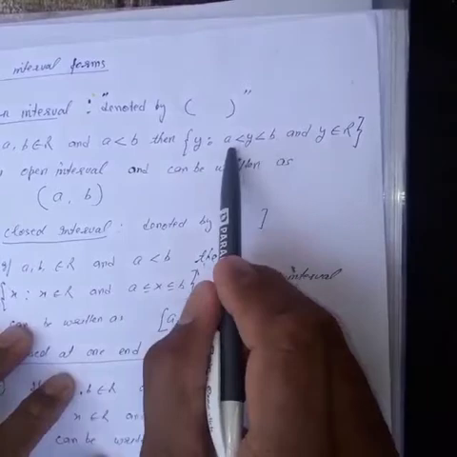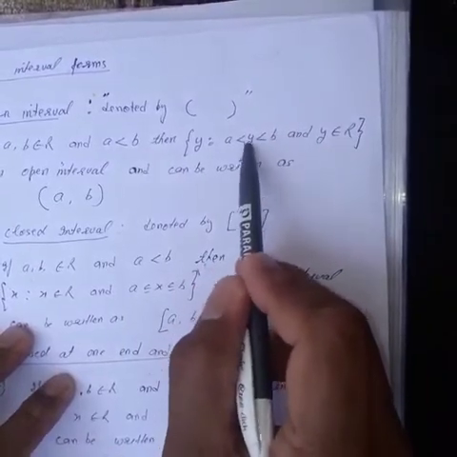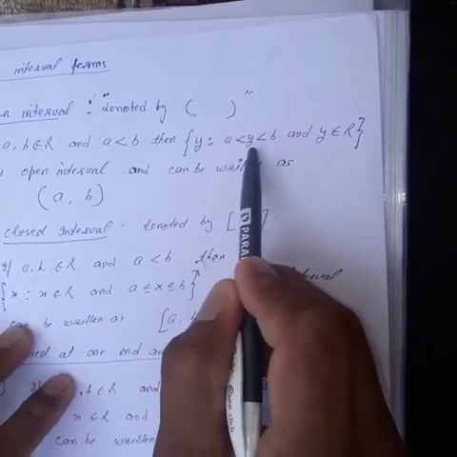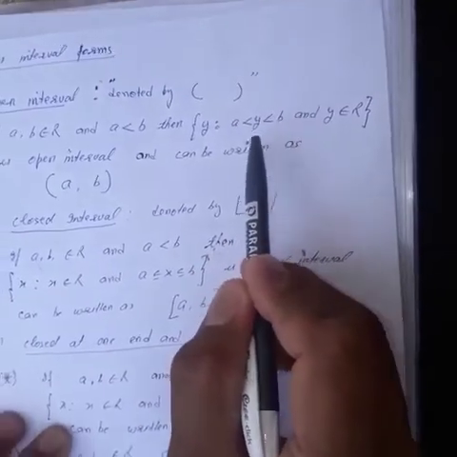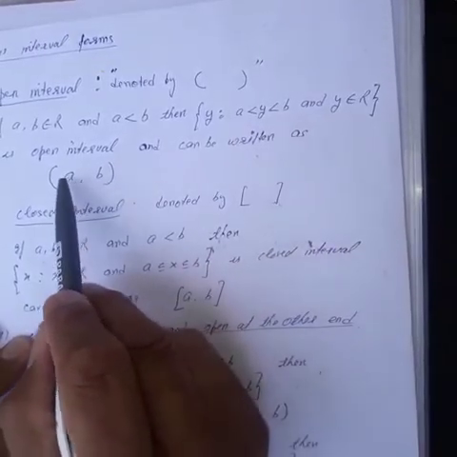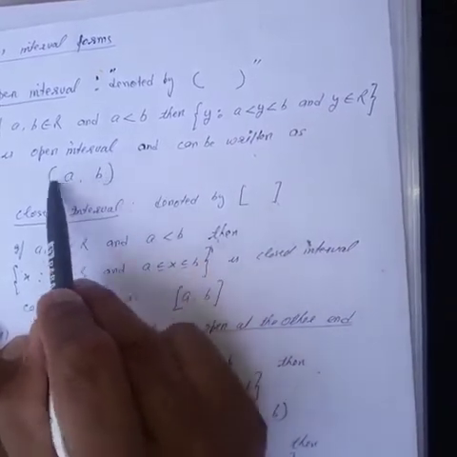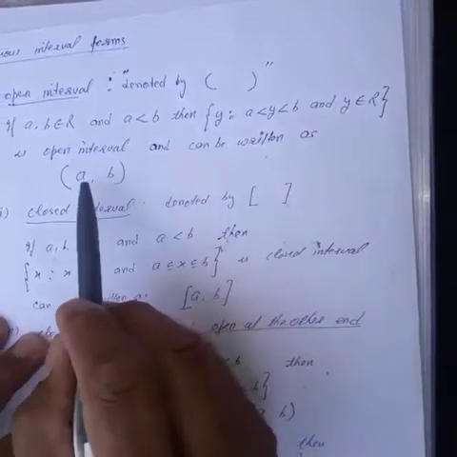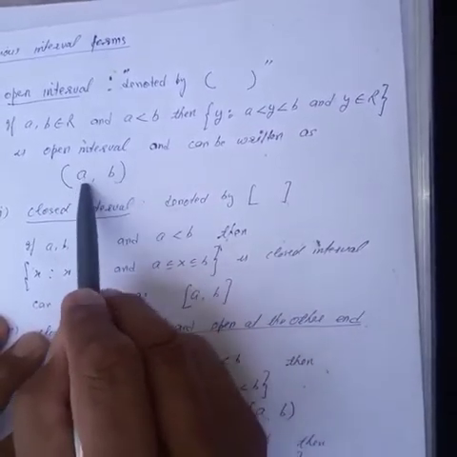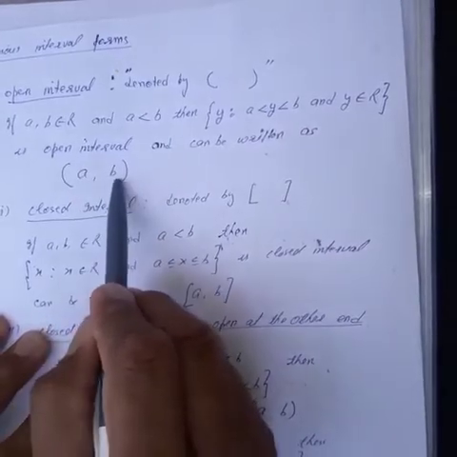You try to observe this value. y is a value between a and b. It means y is not equal to a, y is not equal to b. So this is called open interval, and in symbols we will write it as a comma b inside these brackets, and we will pronounce it as open interval a to b. This a value should be less than b.